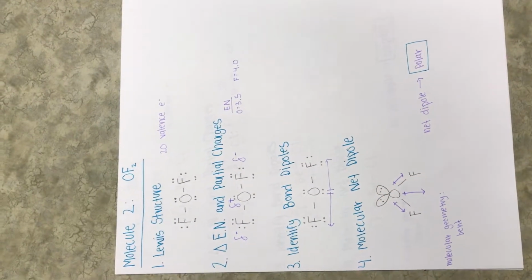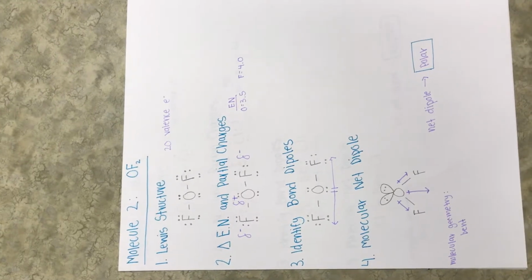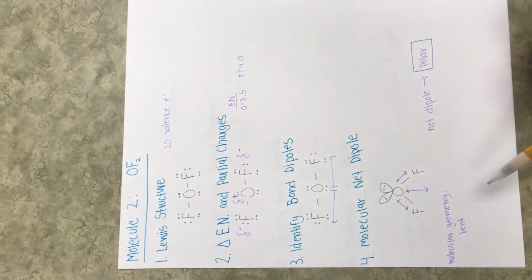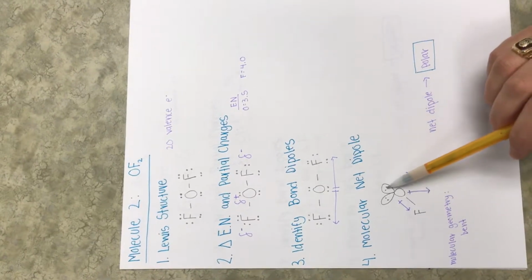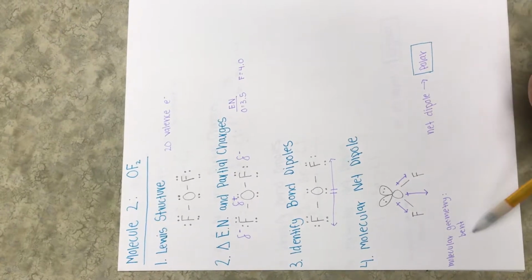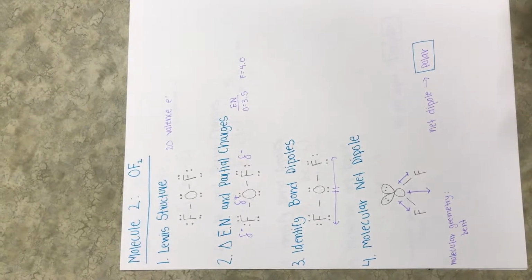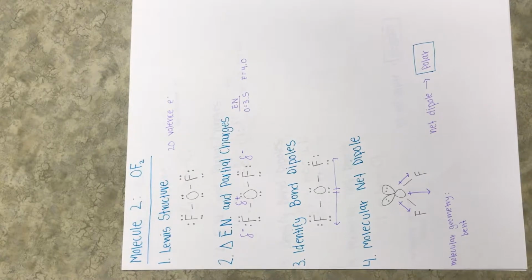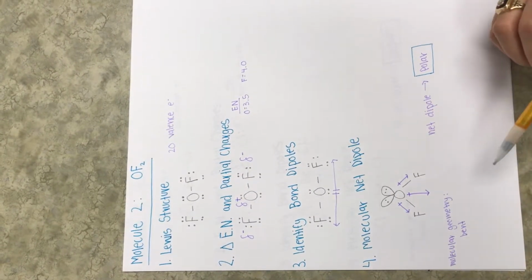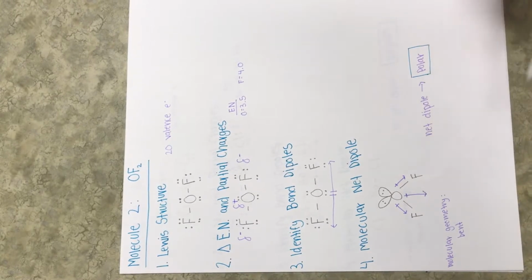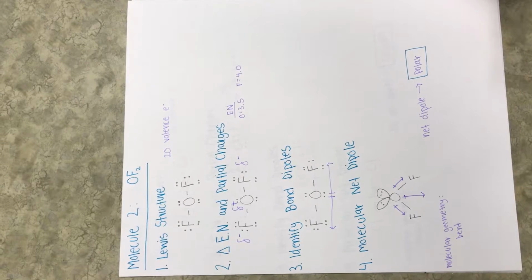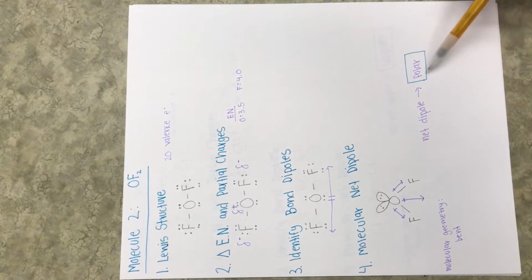In order to find out whether the bond dipoles cancel or not, we have to look at the four domains around the center atom. Since there are four domains and two of the domains are lone pairs and two of the domains are bonds, OF2 has a bent molecular geometry. We have two F's on the outside, so the dipoles go from the O out to the F's. Because of the molecular geometry, the net dipole will be going down. The dipoles in the bond don't cancel because of the molecular geometry being bent. There is a net dipole in this molecule, so it is polar.